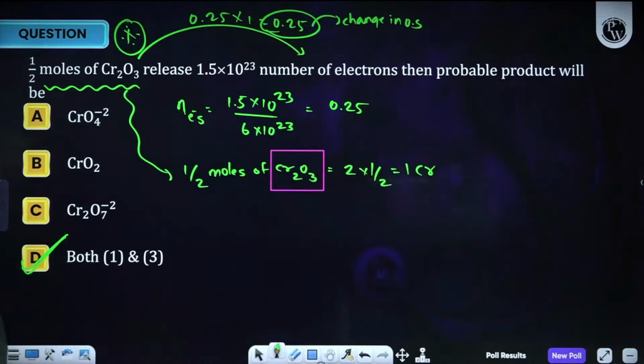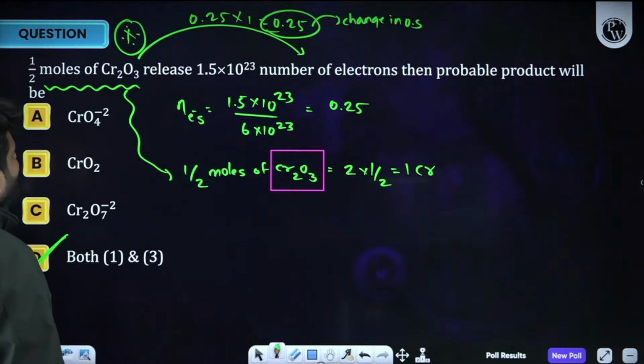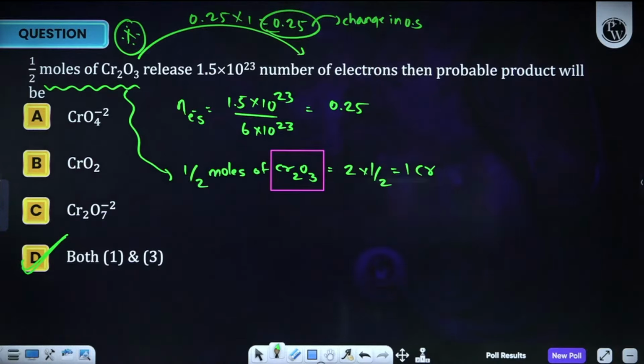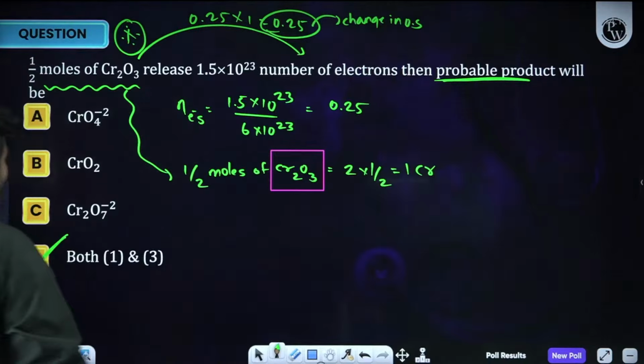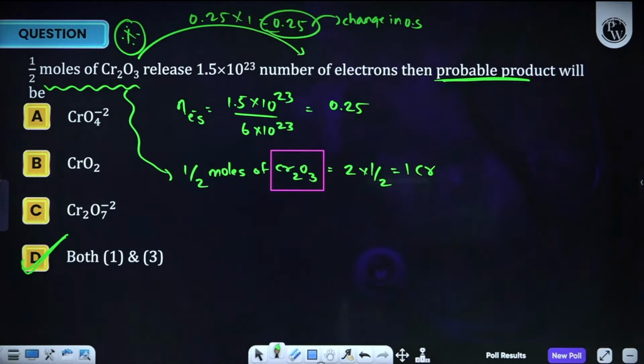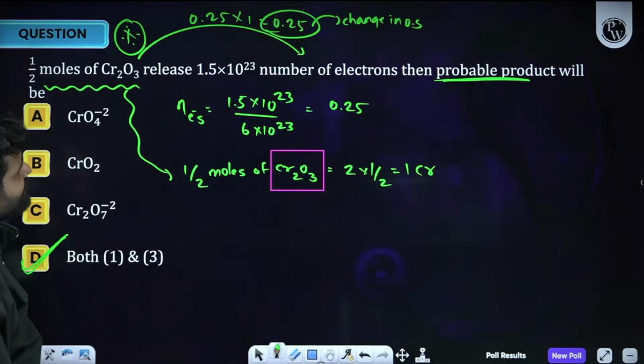So, in half moles of Cr2O3, what is the change in oxidation state? We are getting the change in oxidation state as 0.25. Now, they are asking what the probable product is. The question is all about finding the probable product. So if half mole of Cr2O3 is releasing this much, the change in oxidation state is 0.25. So automatically, what will I be getting?